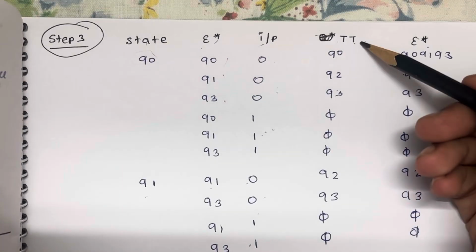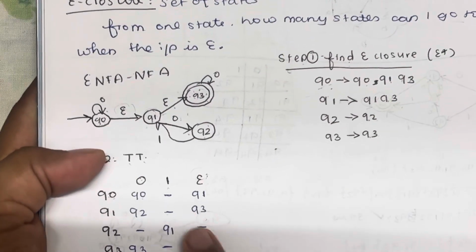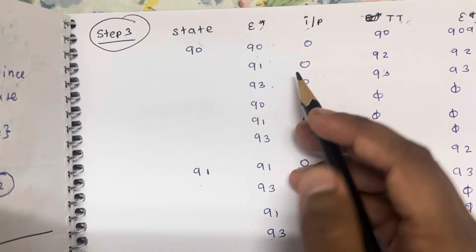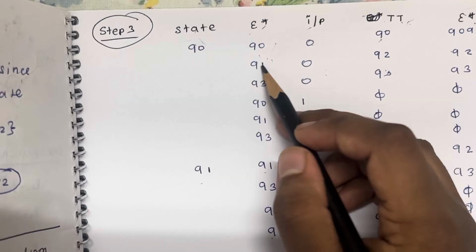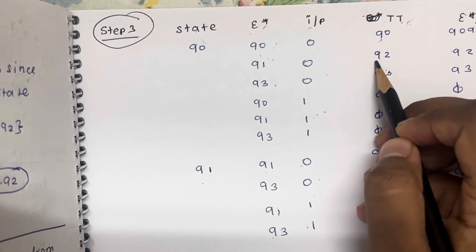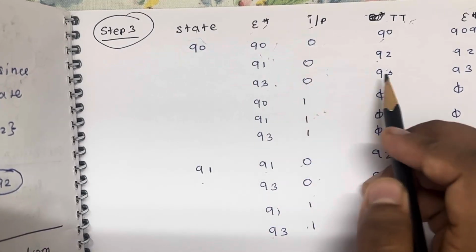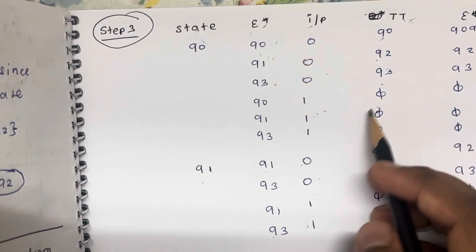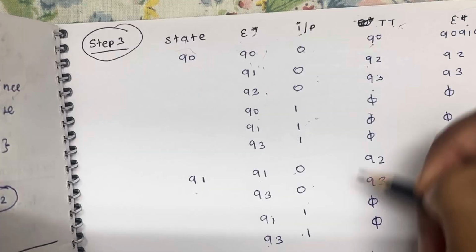Now, transition table. How you're going to do this is based on the first transition table that you did. So Q0 to 0 gives the value Q0. Q1 to 0 gives the value Q2. Q3 to 0 input, you get the value Q3. Okay, so you keep on doing this till you fill up the TT value, which is the transition table value.